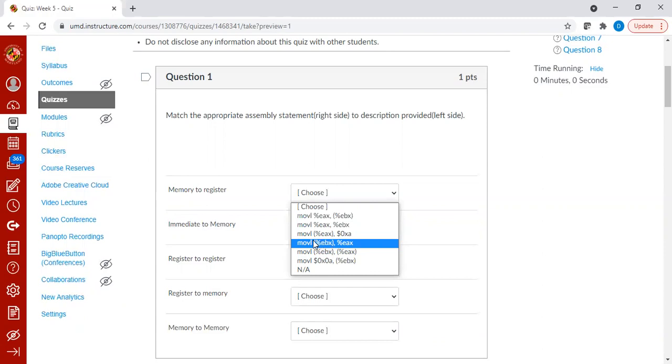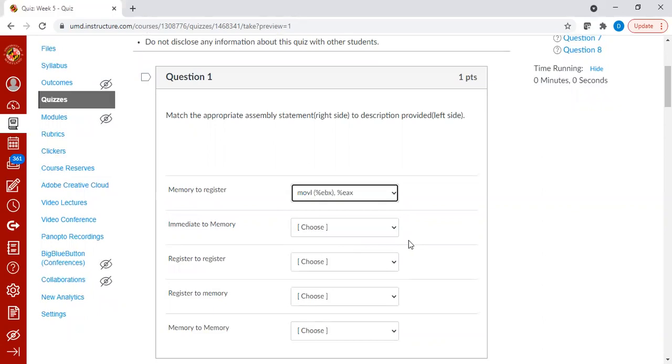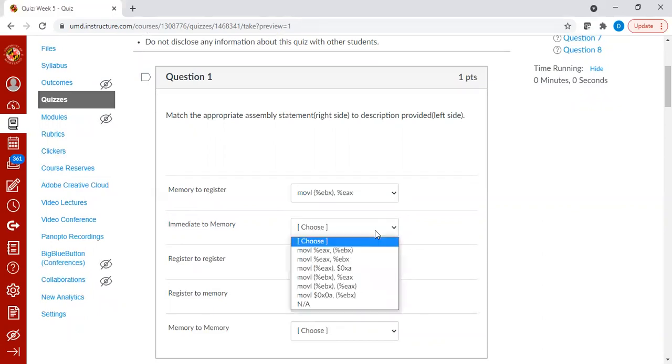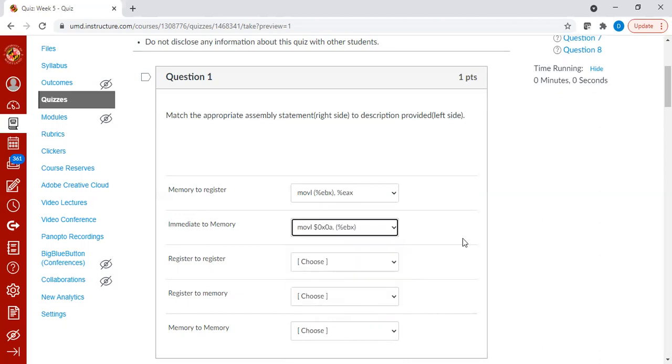Percentage EBX with the parenthesis means memory reference. EAX is a register name, so this makes sense. The rest are all not relevant for this case, as you will see soon why. Okay, so this is the first one. Immediate to memory means there's some constant that you move to a memory location. So here's a constant and you move to a memory location. Memory location, as I mentioned earlier, has a parenthesis followed by a register name. So this is the answer.